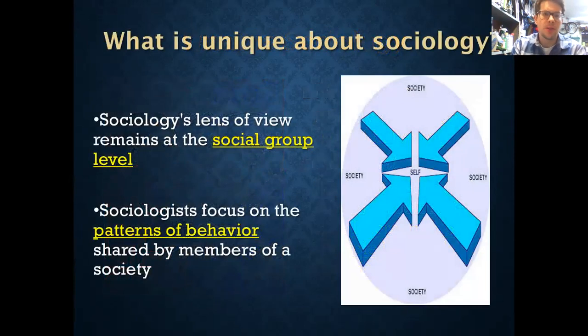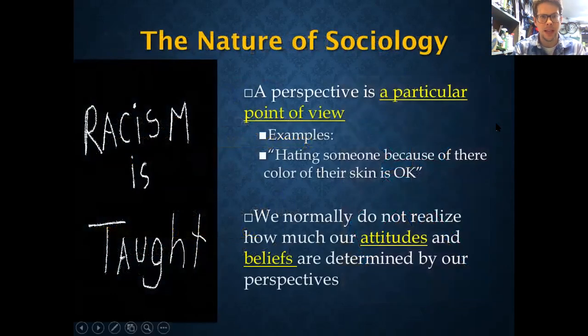Next, what is unique about sociology? Sociology's lens of view remains at the social group level. If you take a look at our graphic right here, you can see that the outer ring is all about society, and society does affect the self, but we're most interested in society itself, not so much the self. Sociologists focus on the patterns of behavior shared by members of society. So we're more focused on trends, and we're not interested in what a single person is going to do. I'm going to try to drive that point home as much as I can with this slide.